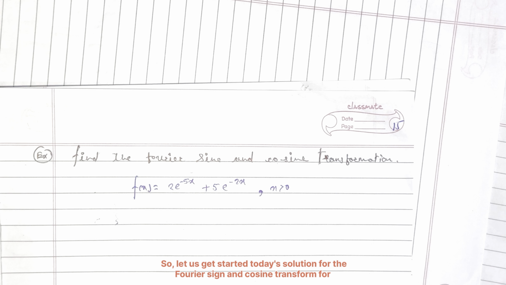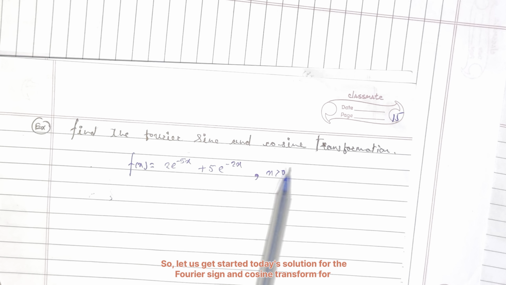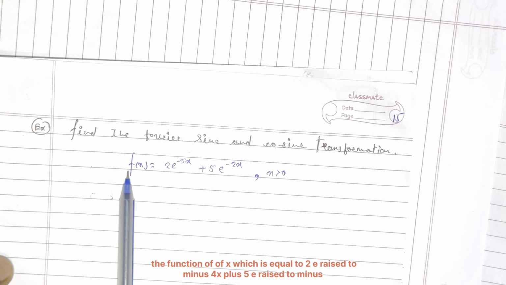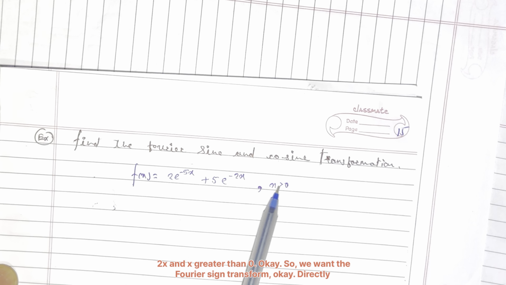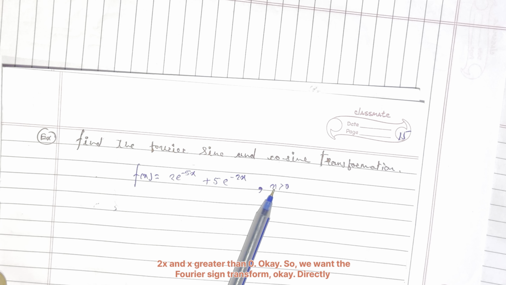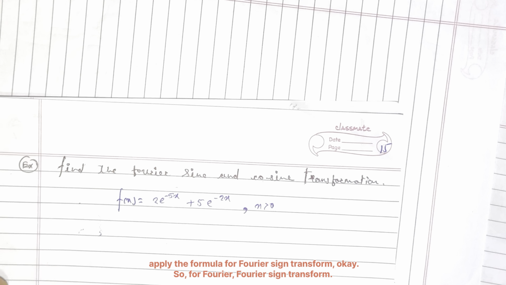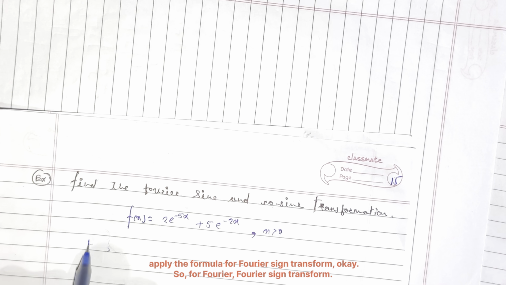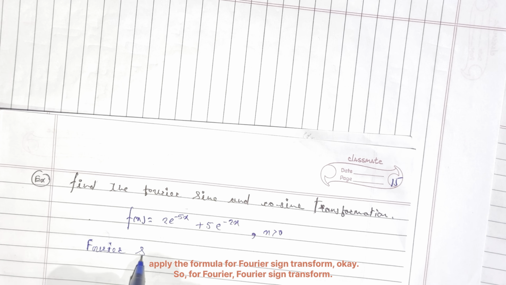Let's get started with today's solution for the Fourier sine and cosine transform for the function f of x, which is equal to 2e raised to minus 5x plus 5e raised to minus 2x, for x greater than 0. We want the Fourier sine transform. Directly apply the formula for Fourier sine transform.